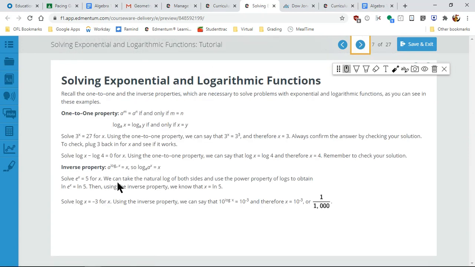Solving exponential equations. Now they want us to solve it. This is what I thought we were going to be doing from the beginning. Solve this using the one-to-one property. So how to change an exponent to a log. We're basically just finding the inverse. If we want to get rid of an exponent, we're going to use a log to get rid of the base.